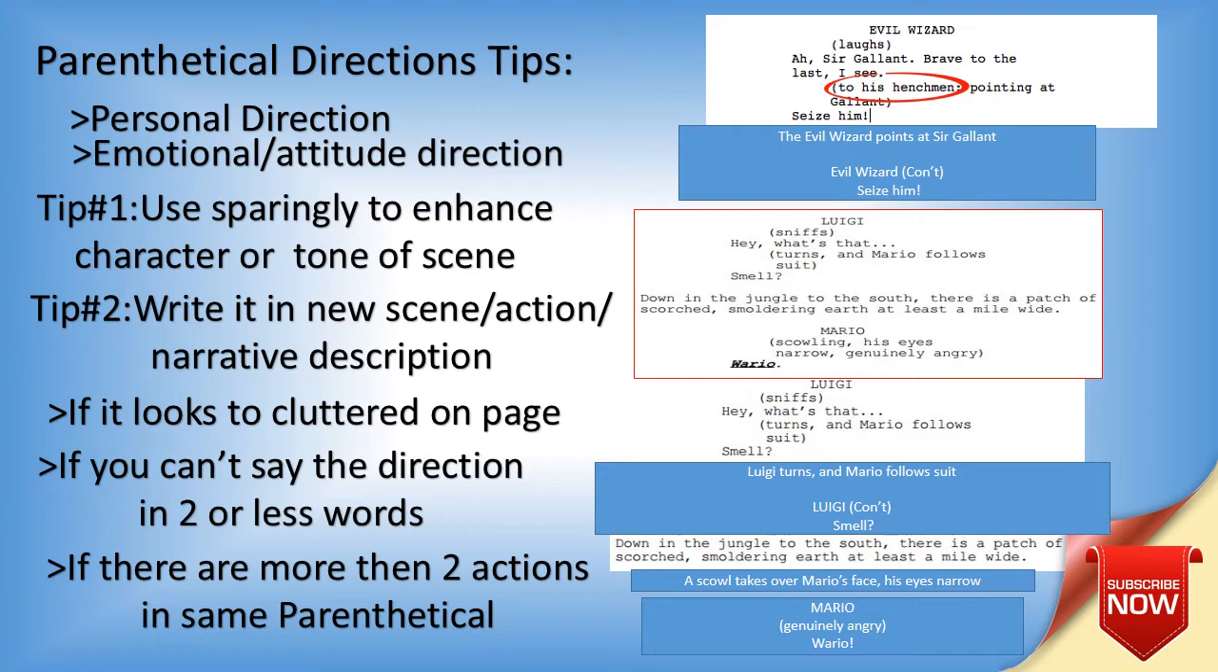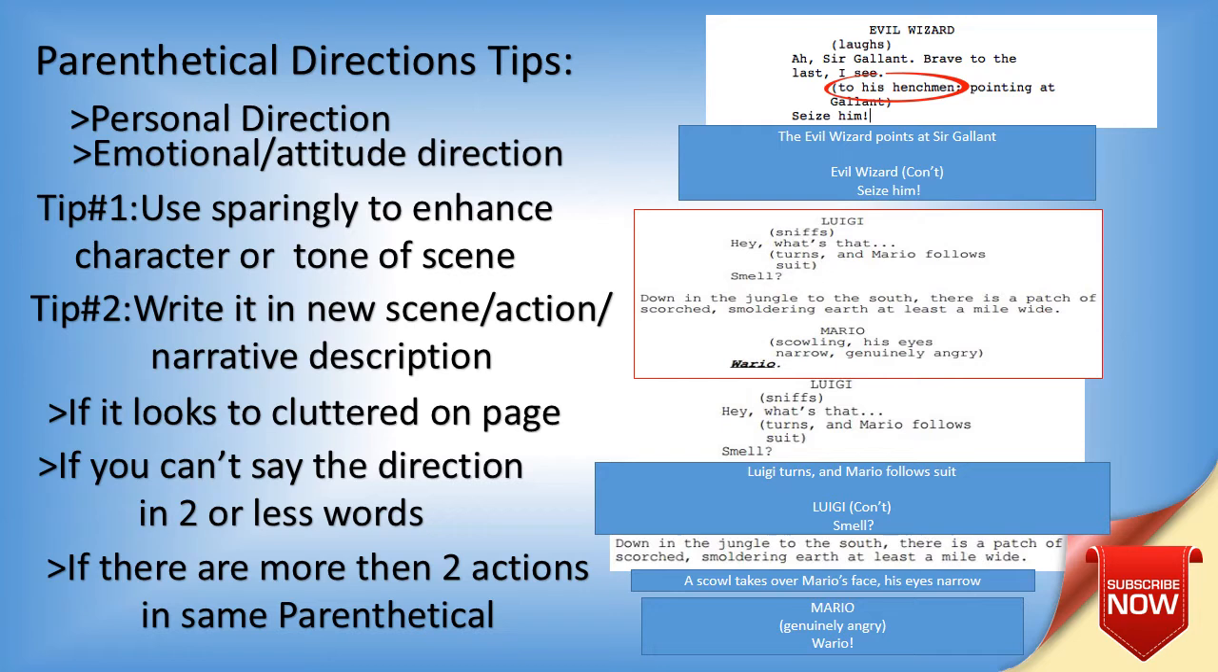So if you can't say the direction in 2 or less words, then just start a new scene description. If there are more than 2 actions in the same parentheticals, then either cut one out and move it to a scene description, keep one in and move the second one to a scene description, or just cut one out completely and choose the best parenthetical meant for that scene to move the scene forward.